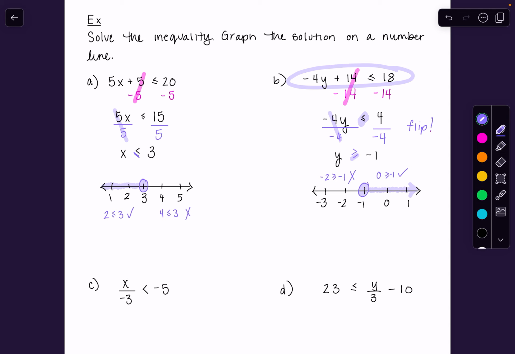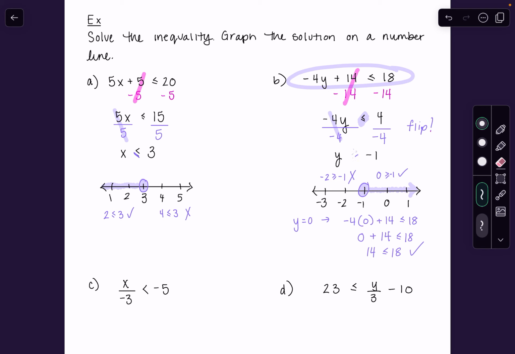So here, if I do plug in 0 for y back into the original, it should work. So we're going to plug y equals 0, and that will give us negative 4 times 0 plus 14 is less than or equal to 18. Negative 4 times 0 is 0. 0 plus 14 is less than or equal to 18. And indeed, 14 is less than or equal to 18. So I did shade the right side.